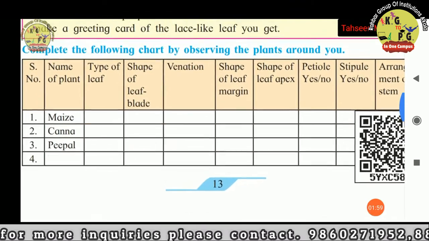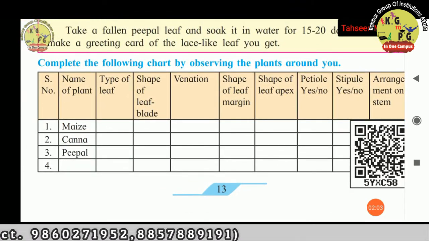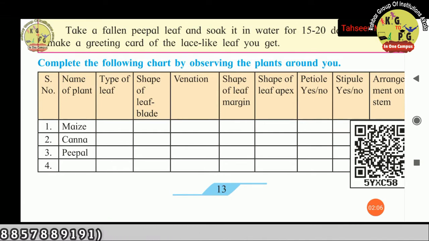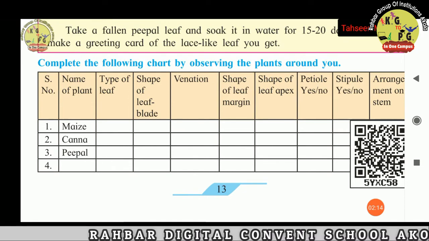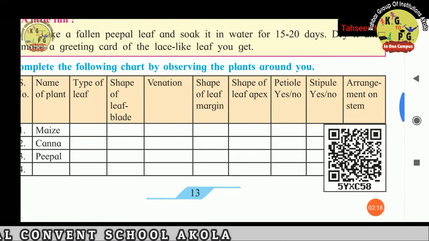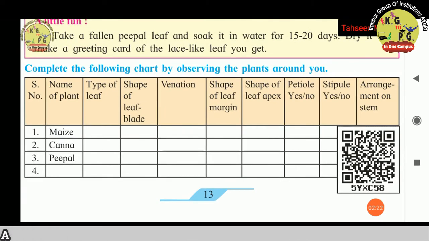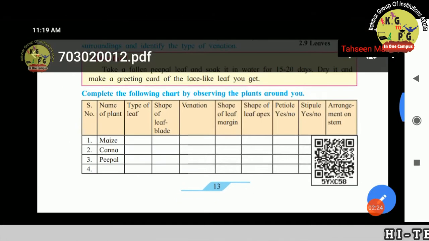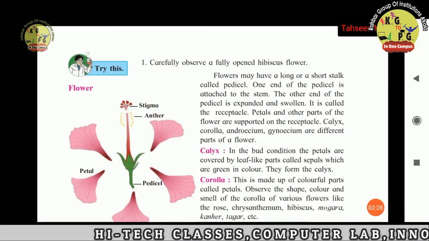Here you collect different types of leaves and observe them: the type of plant, type of leaf, shape, blade, venation, leaf margin, shape of the leaf apex, petiole (if present, yes, and if not, no), stipule, arrangement on stem. This is the activity for all students to observe the leaf and complete this chart. Now try this.